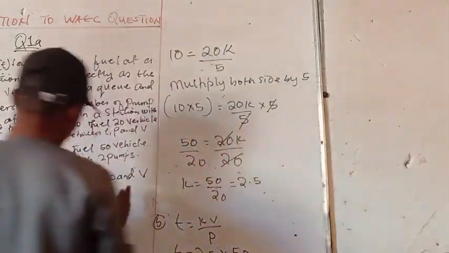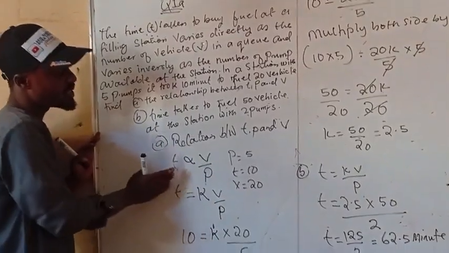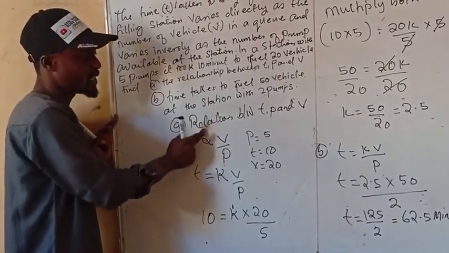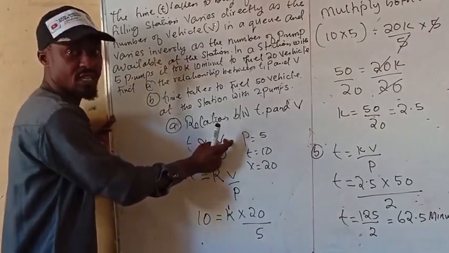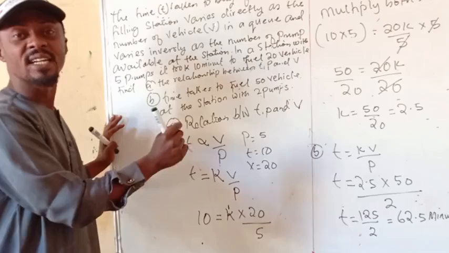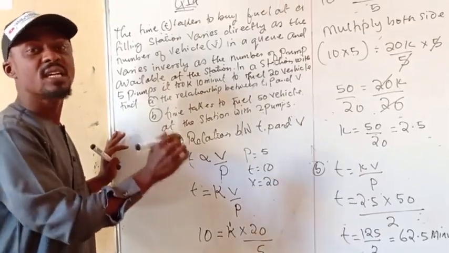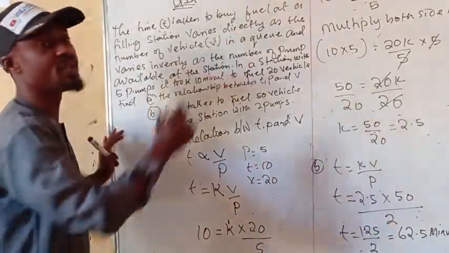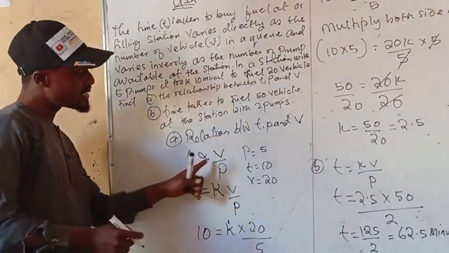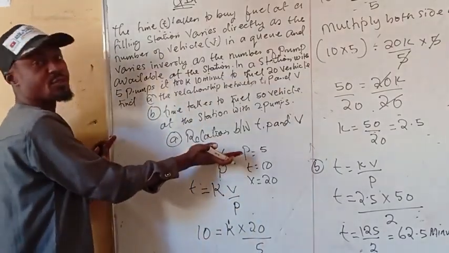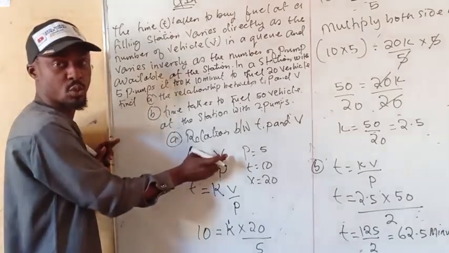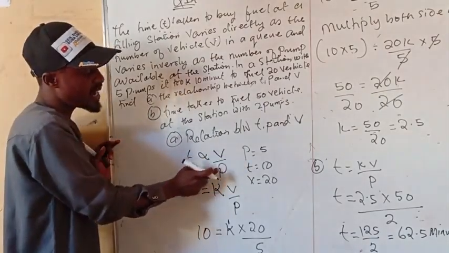Now, the first question says that we should find the relationship. The relationship is like this: T varies, this symbol that you are seeing is the symbol of variation, T varies directly as V. If a letter varies directly as another letter, both of them will be in line, at the numerator. That means T varies directly as V. But if it varies inversely, that is when the denominator comes into notice. That means it varies inversely as P.